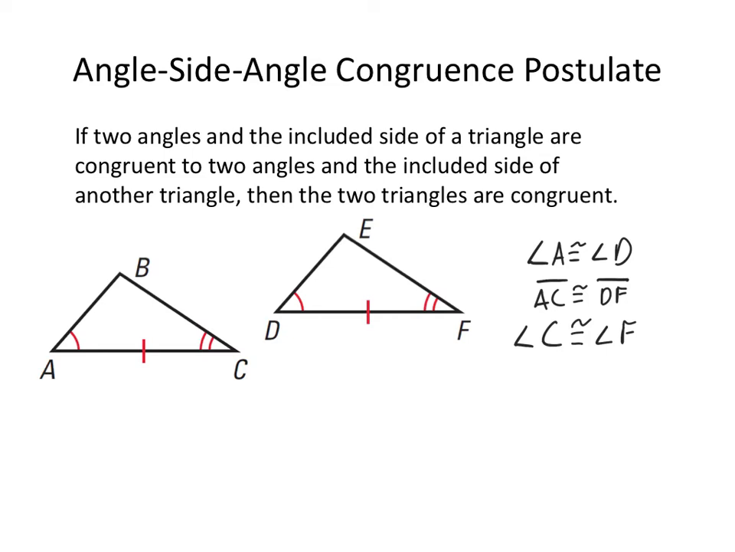Since segment AC is found between angle A and angle C, and segment DF is found between angle D and angle F, we can prove these 2 triangles are congruent to each other using the angle-side-angle congruence postulate. One possible congruence statement could be triangle ABC is congruent to triangle DEF.